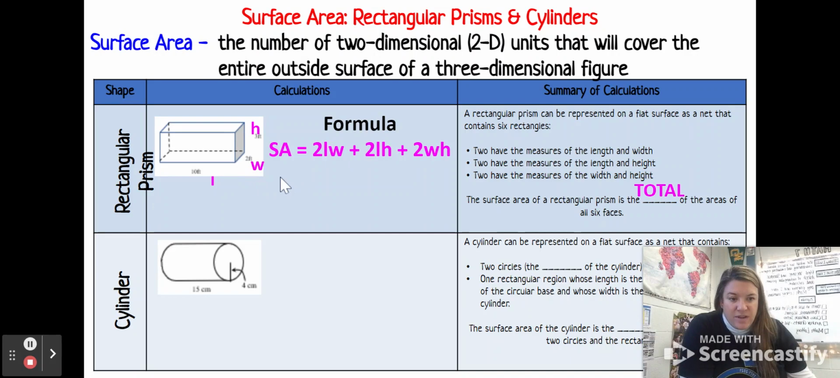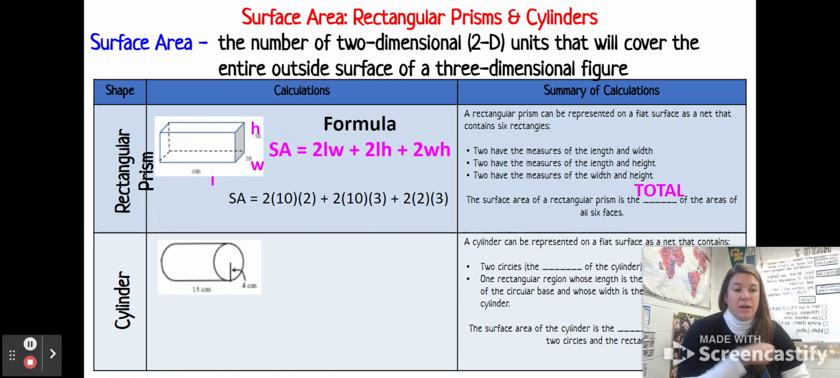So our second row, let's fill in these numbers. So SA equals 2 times length times width. So 2 times 10 times 2, plus 2 times, now we've got to find the length, which is 10, and the height, which is 3. So 2 times 10 times 2 plus 2 times 10 times 3 plus, and then we've got to do 2 times the width times the height. So 2 times 2 times 3.